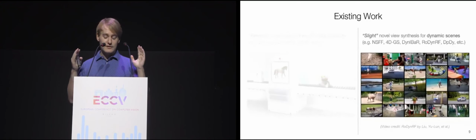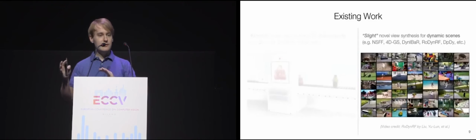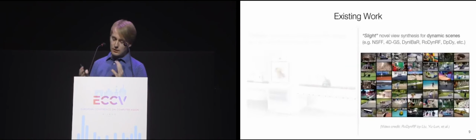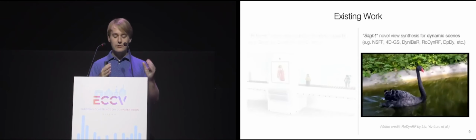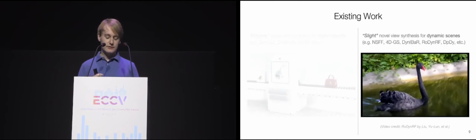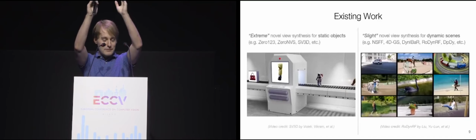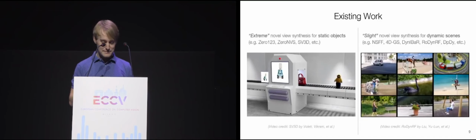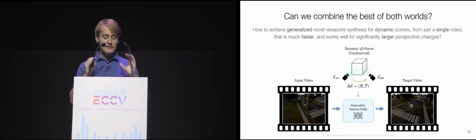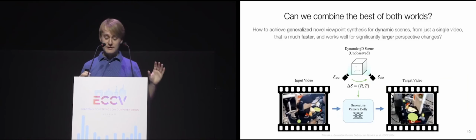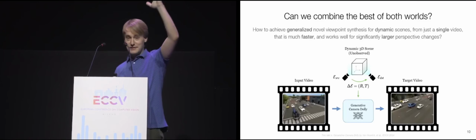And don't get me wrong, these works often have detailed and impressive results, but since they mostly train for each scene separately, it makes them a bit slow, and it also prevents them from learning generalizable priors or useful knowledge about the physical world that can be shared and transferred across different examples. So the natural question is, can we do something in between that somehow combines the best of both worlds? Specifically, how should we accomplish view synthesis for dynamic scenes based on a single video that takes less than a minute and works for more extreme perspective changes? This is a very tall order if you think about it.